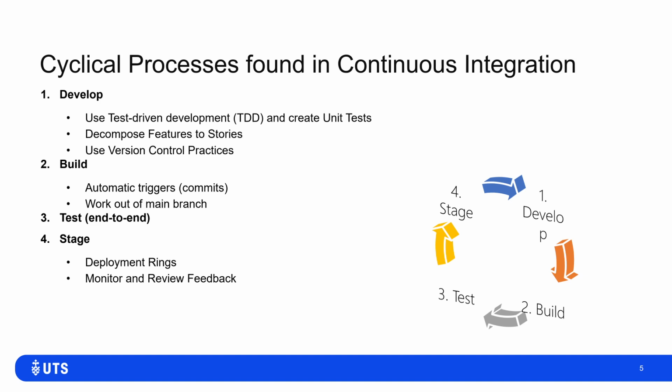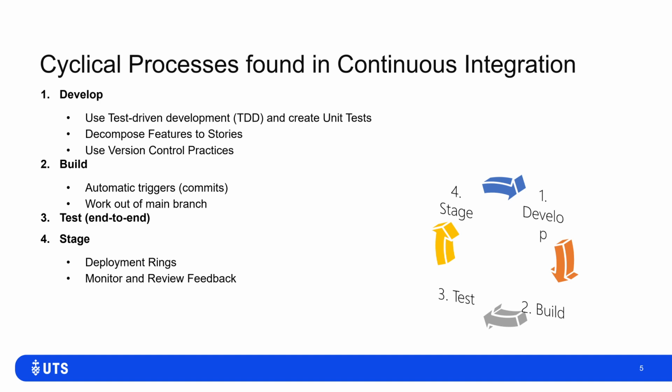Normally we can use this circle to represent the process of CI. So the first step is develop. That's where you write code. But from the very beginning, please use test-driven development, what we call TDD in software development, and create unit tests. And then you can decompose features into stories. Use version control to make sure that you commit every new feature in a new version, and if there is any problem, you can roll back.